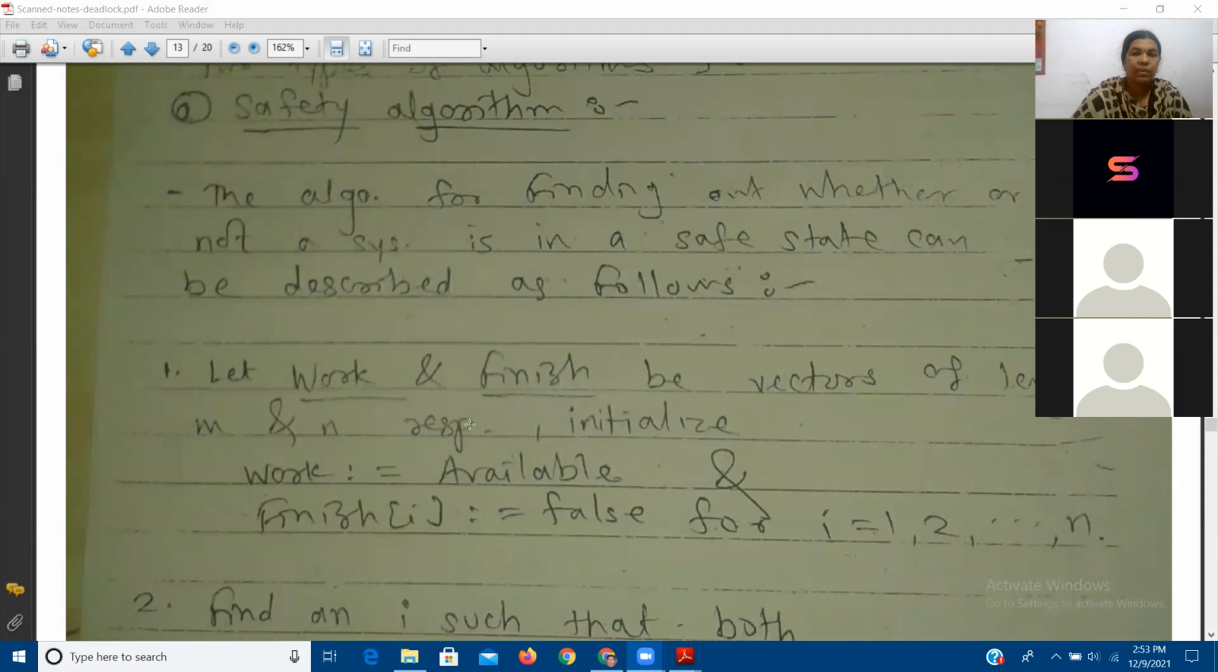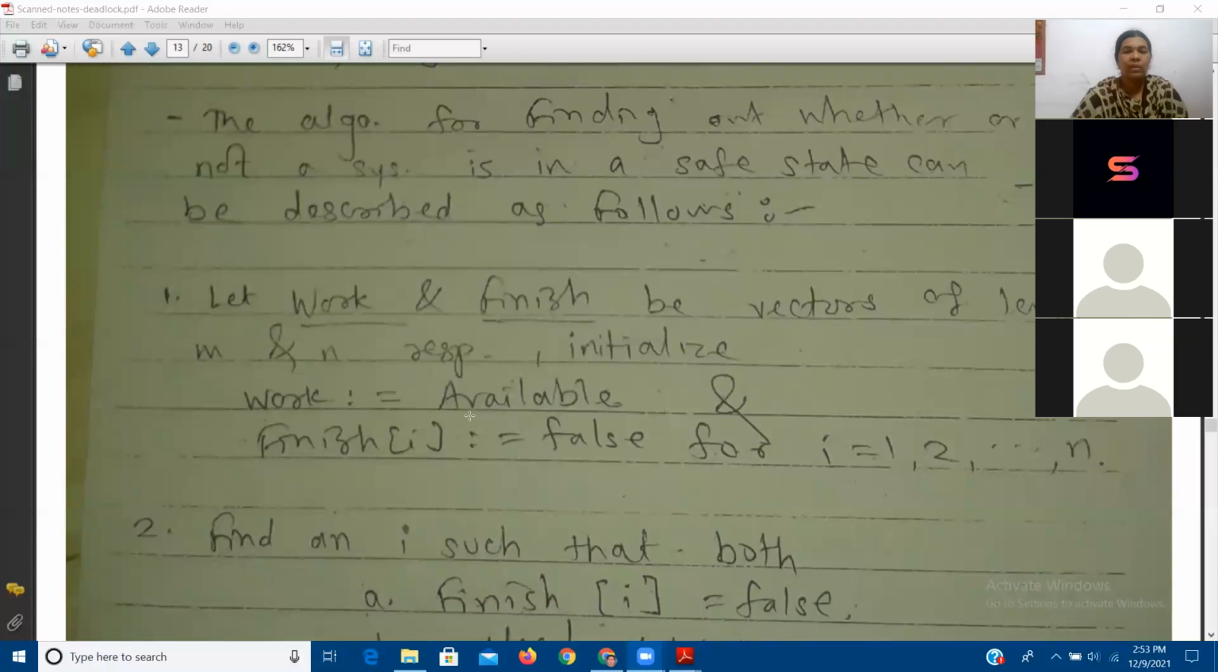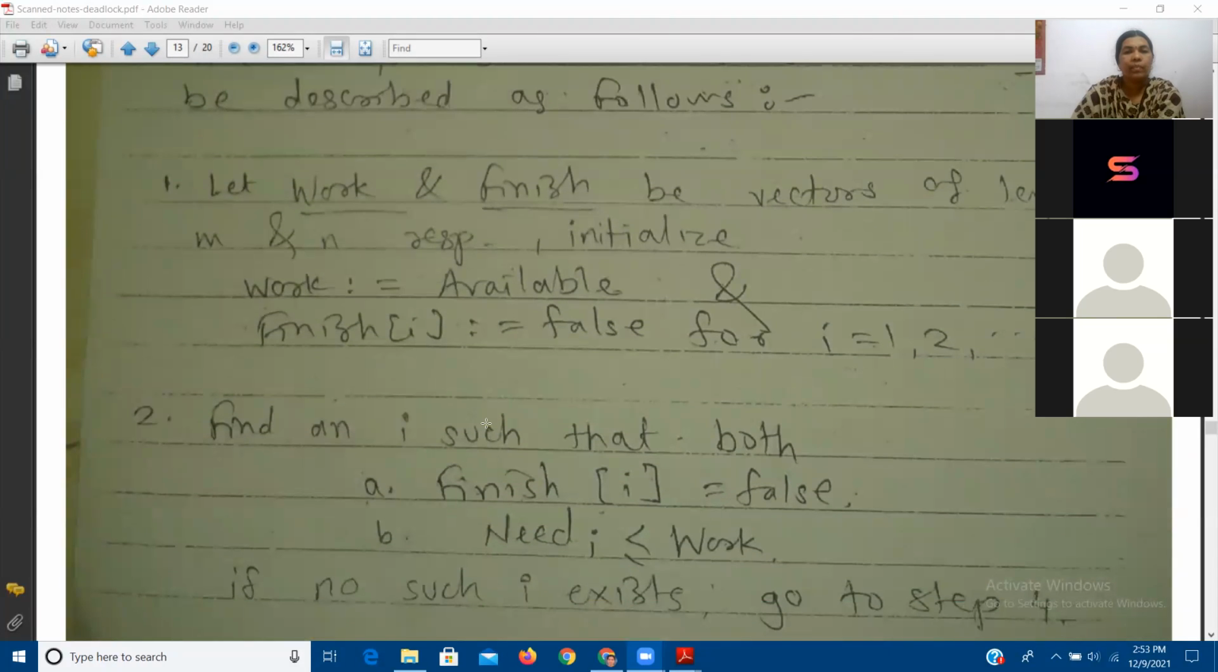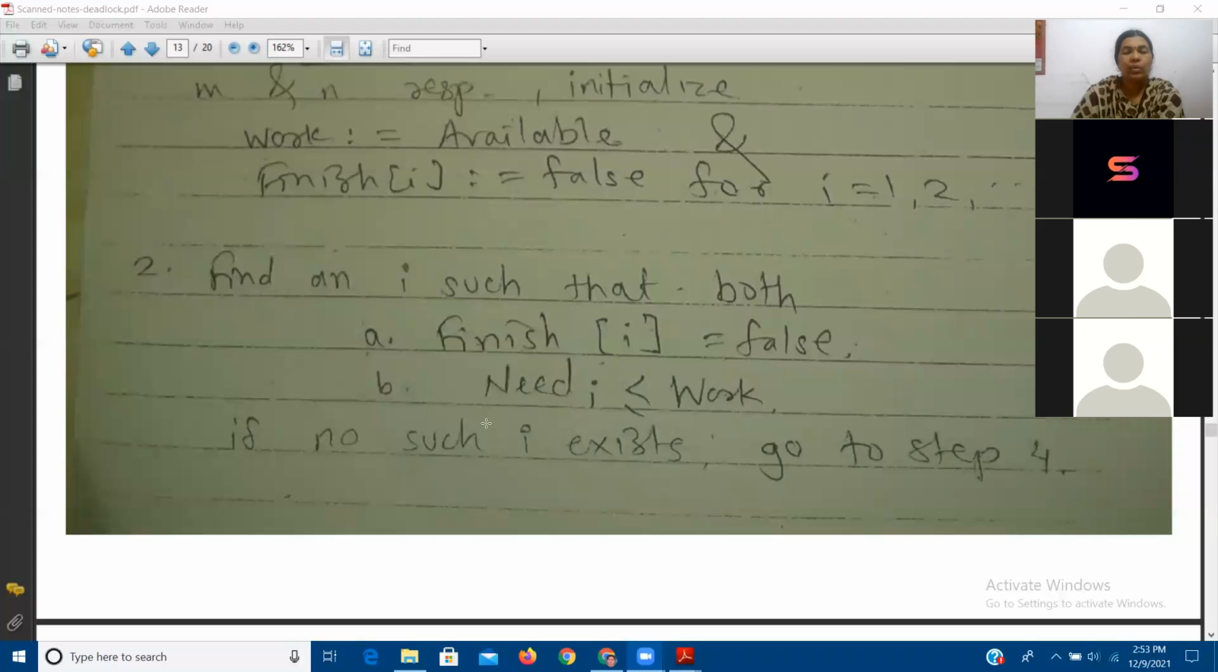Let work and finish be vectors of length m and n respectively. Initialize work equal to available and finish of I equal to false for I equal to 1 to n. That is the first step. Second step: find an I such that both finish of I is equal to false and need of I is less than or equal to work. If no such I exists, go to step 4.